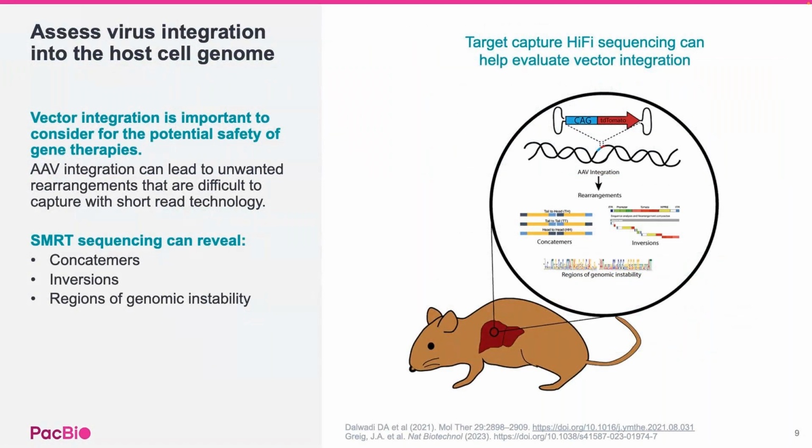A great use case for target enrichment sequencing is to assess unintended AAV integrations as shown here. The researchers of this study found that AAV did integrate into the host genome. This integration can lead to concatemers, inversions, and regions of genomic instability. This has been shown both in mice and non-human primates. The accuracy and read length of HiFi sequencing allows you to capture these insertion outcomes in a more comprehensive manner than other technologies would allow.